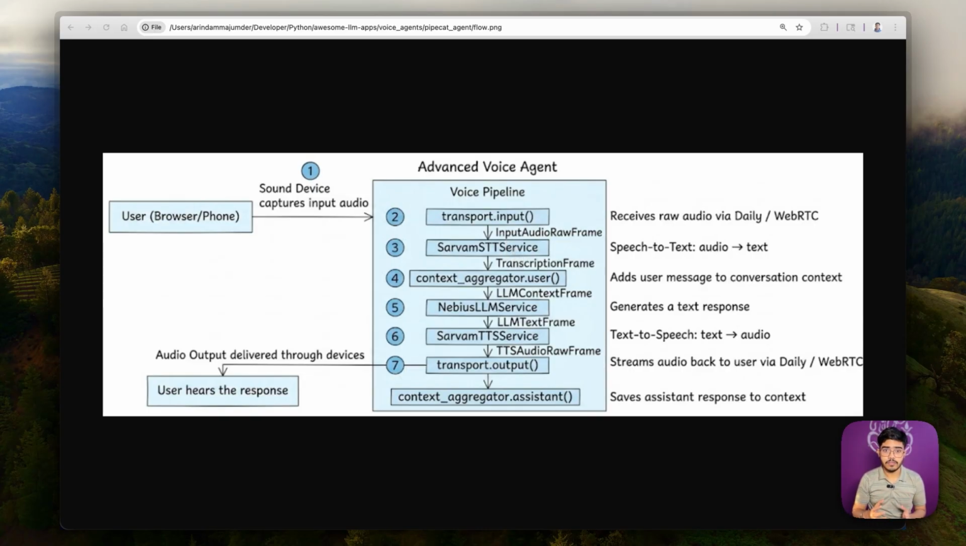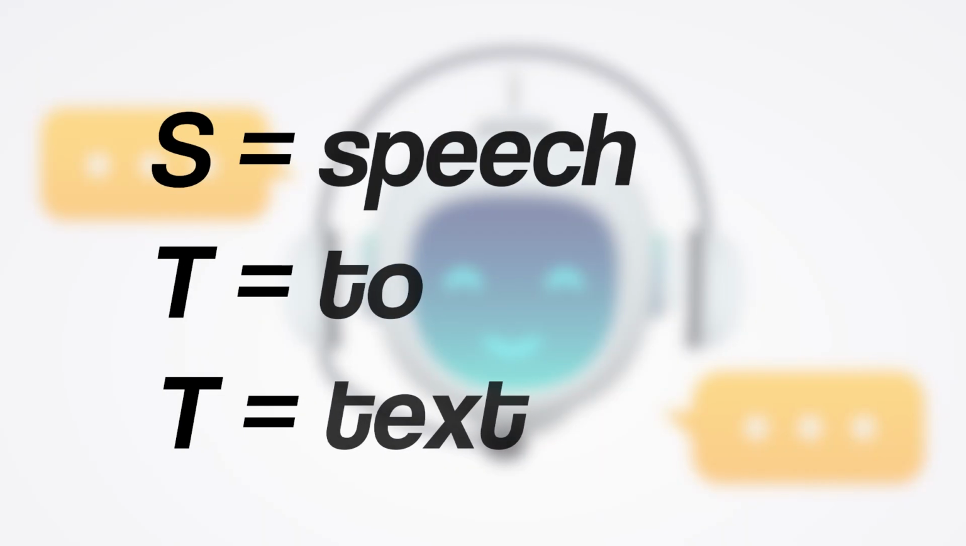Here in this case, we are using STT models from Sarvam. You can use any other providers like Cartesia, AssemblyAI and others. If you don't know, STT stands for speech to text. As the name suggests, it basically converts the speech to text.